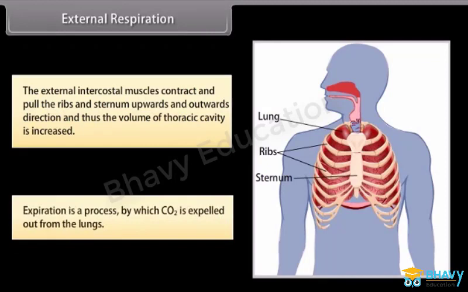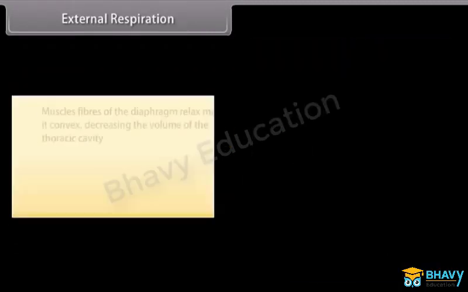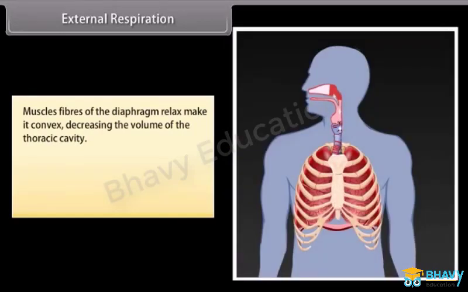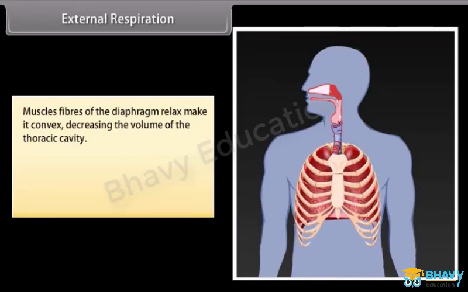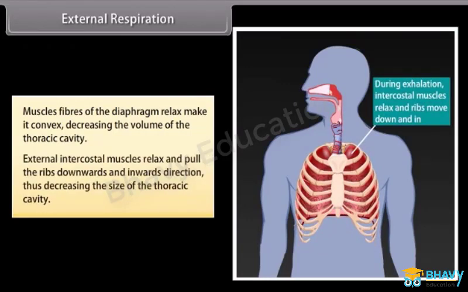Expiration is a process by which CO2 is expelled out from the lungs. Muscle fibers of the diaphragm relax, making it convex, decreasing the volume of the thoracic cavity. External intercostal muscles relax and pull the ribs downwards and inwards, thus decreasing the size of the thoracic cavity.